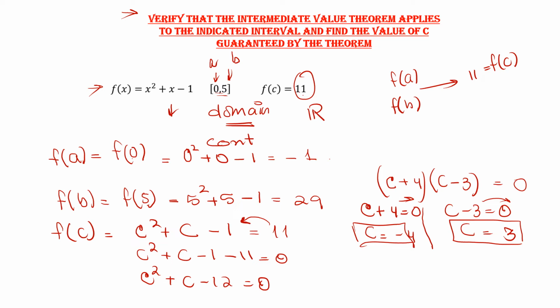Now check which value lies between the values of a and b. That is c equals 3, so that is your answer. Now, how to write it? That c should be between a and b, and the value of c is 3, the value of b is 5, and the value of a is 0. So yes, verified. So you have proved that the IVT applies to this equation.